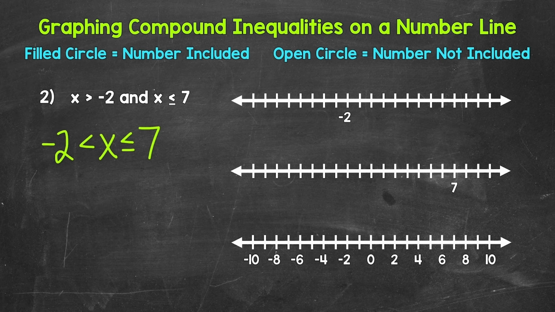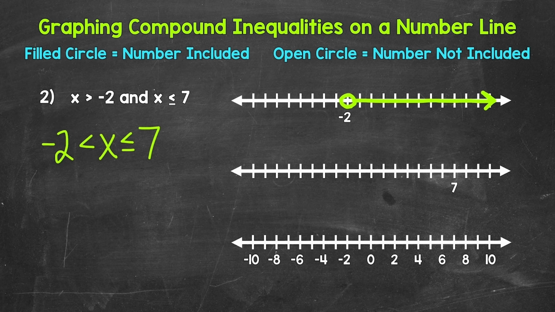-2 is not included, so we start with an open circle at -2. And then we need an arrow going right, representing everything greater than -2. And that's x is greater than -2. Anything greater than -2 is a solution.